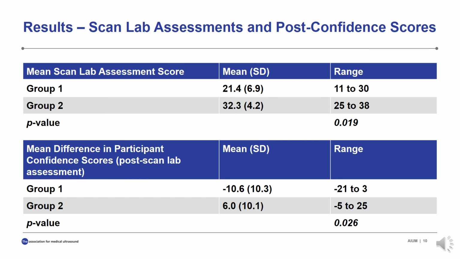Post-confidence scores also demonstrated a significant difference between how each group scored their confidence levels between the pre- and post-scan lab scoring. Group 1 actually scored their confidence levels lower with a mean difference of minus 10.6 compared to Group 2, which scored their confidence levels higher after the scan lab assessment for a mean difference of 6.0. The p-value was significant at 0.026.